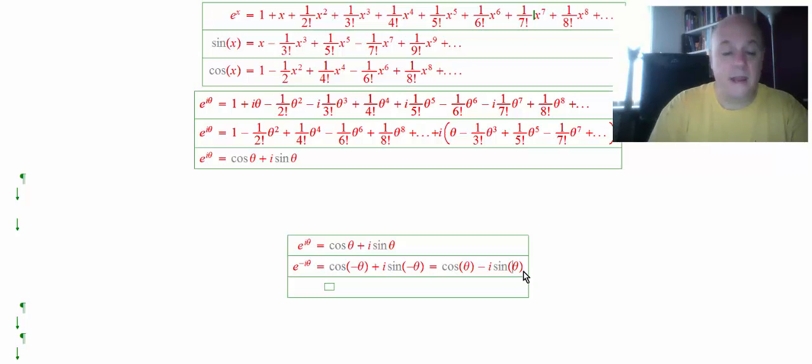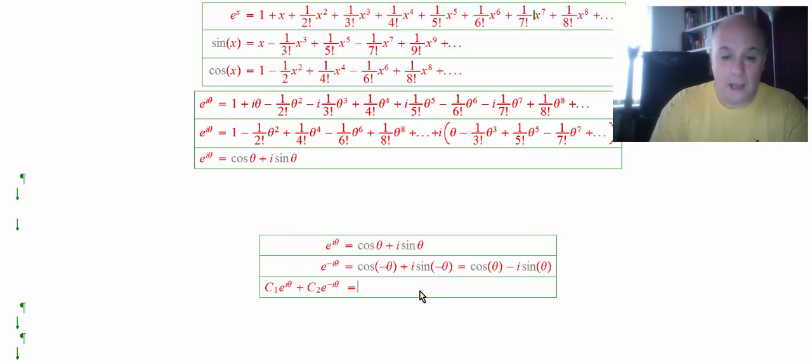That means that if I have some kind of a linear combination, which we'll have, let's say I'm going to make a linear combination of C1, some constant, times e to the i positive theta plus some other constant times e to the minus iθ, well, I can clean that up. I'm going to have C1 times this and C2 times this.